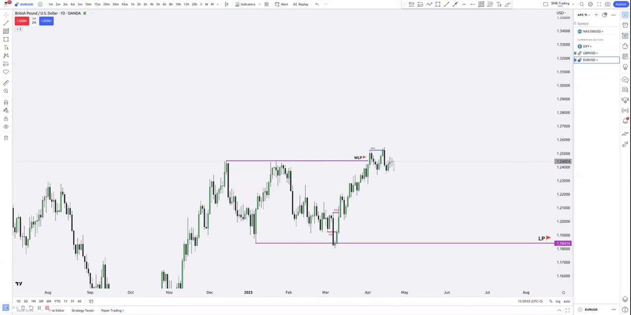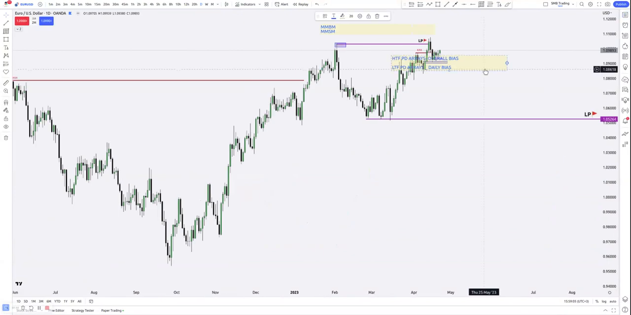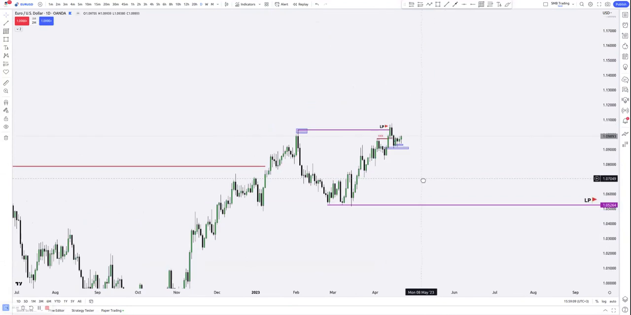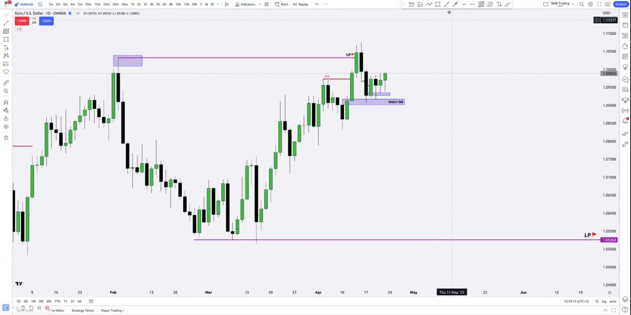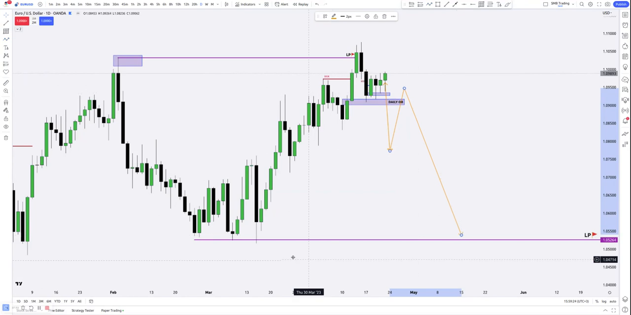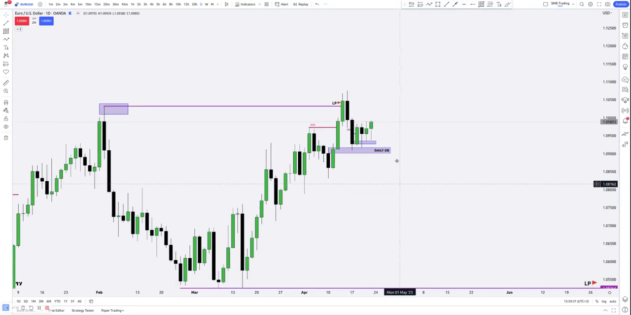It's the same thing with the EU. Once price breaks this structure here, then we can look for price to come back in here to continue down. Then we'll look for more liquidity on the downside. But at the moment, we are still bullish.